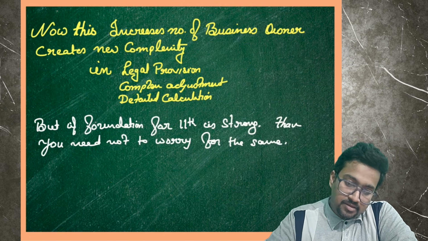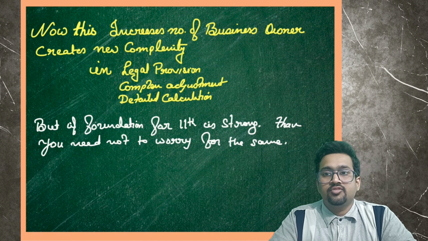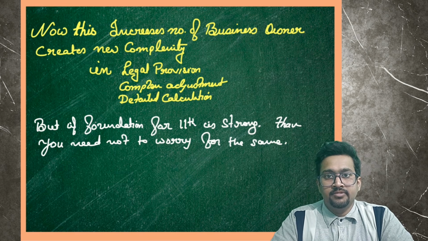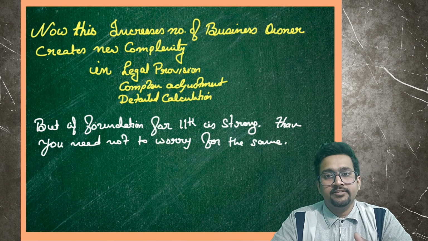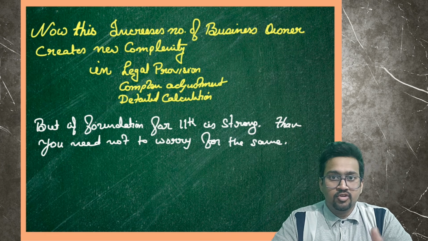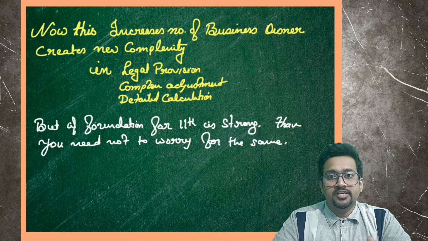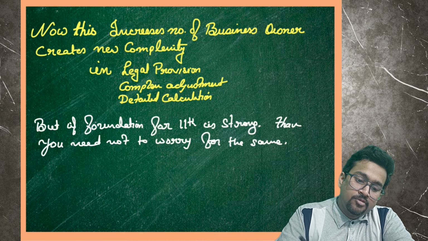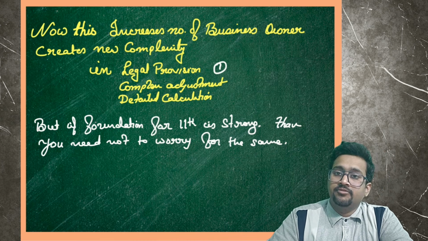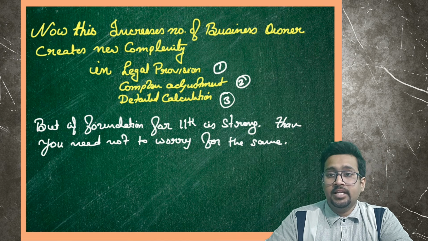Now, this increase in the number of business owners: when there was just one person, everything was done in a very simple way. He was the soul and the whole of the business. But now, when the number of partners has increased, obviously some complications will arise, like how they will distribute the profit, or what terms and conditions they are going to follow in many different cases. So if we talk about the complexities only, the first one is legal provision, then we have complex adjustments, and third we have detailed calculation.